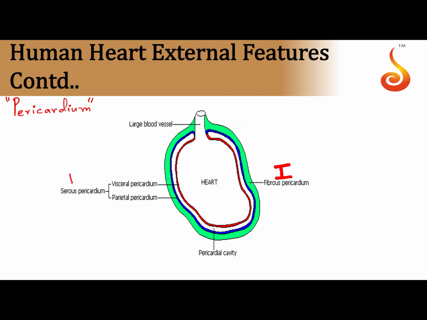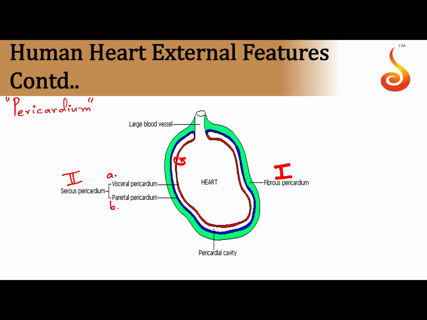The inner layer of the pericardium is called the serous pericardium. However, the serous pericardium further consists of two layers. An outer layer that is closely opposed to the fibrous pericardium, the blue layer that you can see here, which is referred to as the parietal pericardium, and the inner layer, which also happens to be the outer wall of the heart. And this red layer, which happens to be a part of the wall of the heart, is called the visceral pericardium.